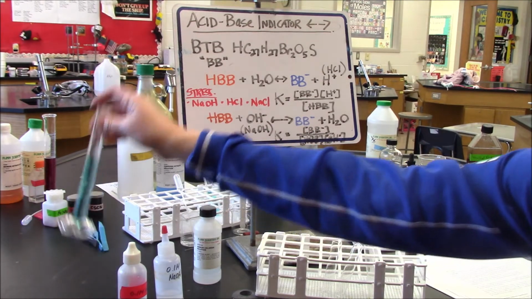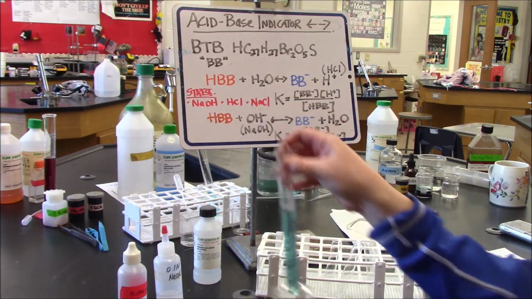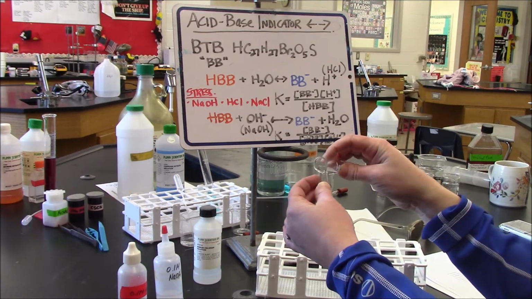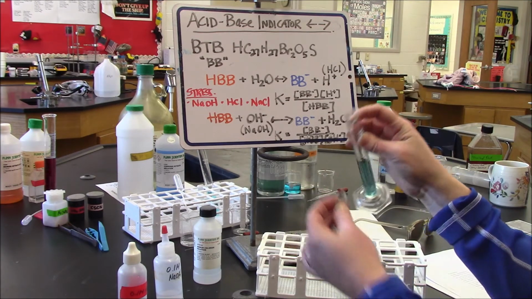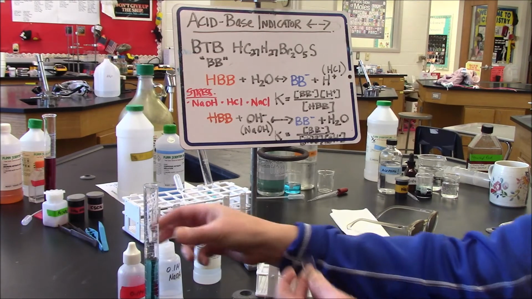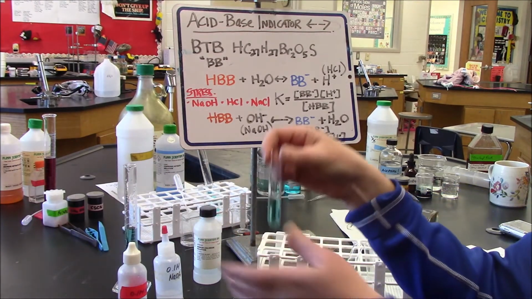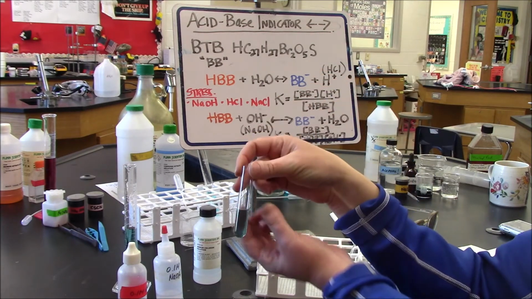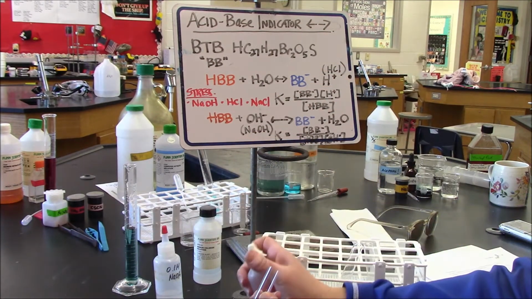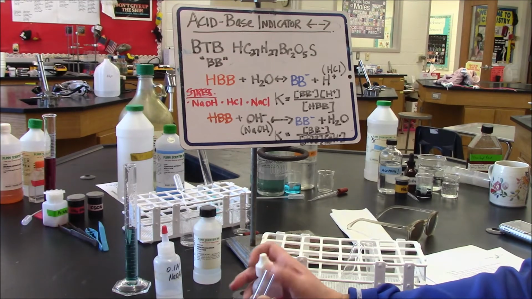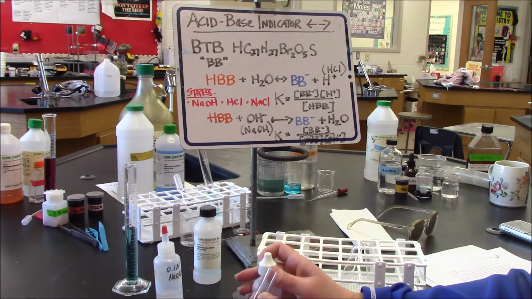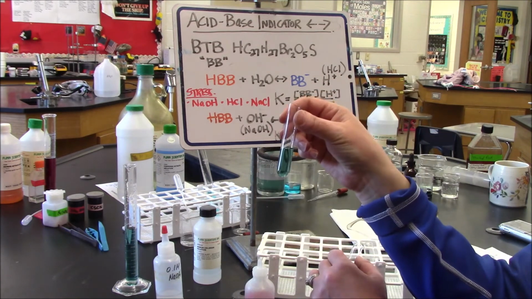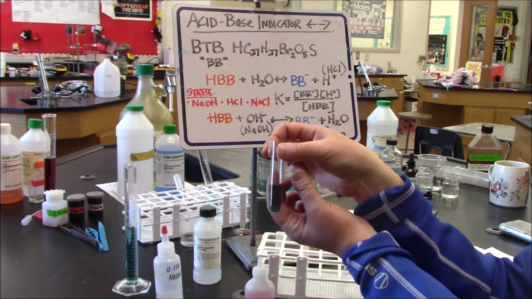So here I have a solution of bromethymol blue, and I'm going to add some to my test tube. All right, so as you can see, it's just a light blue, transparent solution. The first thing that I'm going to do is add acid. I want you to take a moment and think about how increasing the concentration of acid is going to change this equilibrium.